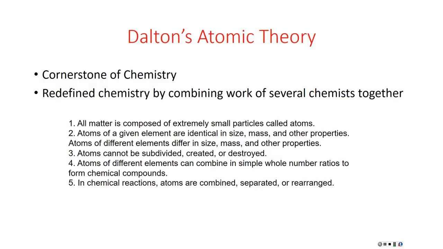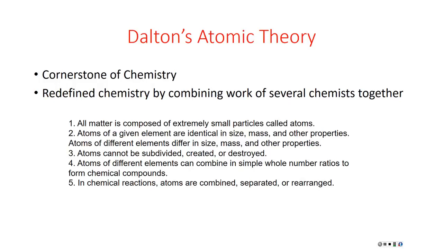Number 4, atoms of different elements can combine in simple whole number ratios to form compounds. That just means that when atoms combine, it has to be whole atoms. You can't have 2.5 atoms of something, because you can't have half of an atom. That's what the whole number means. And when different elements combine, they form compounds.